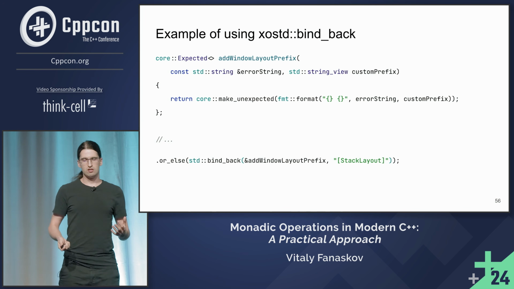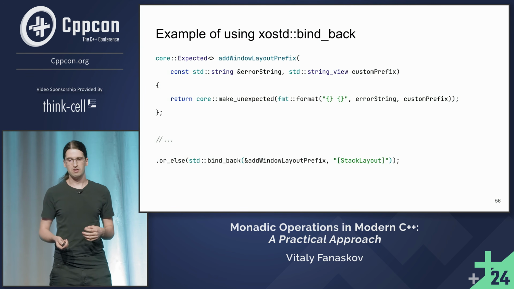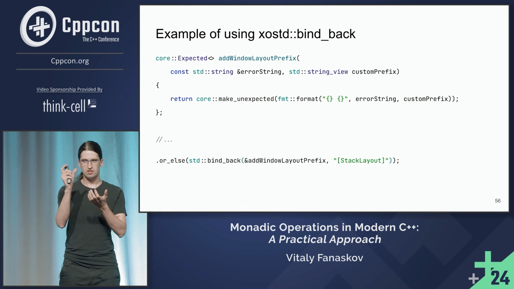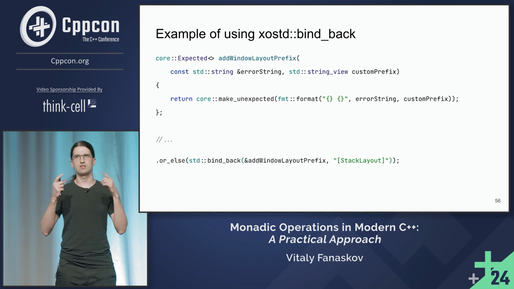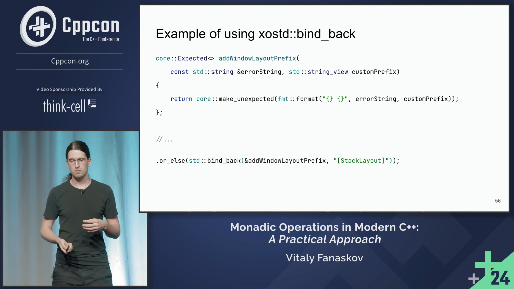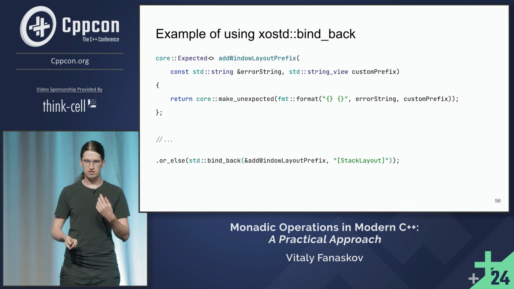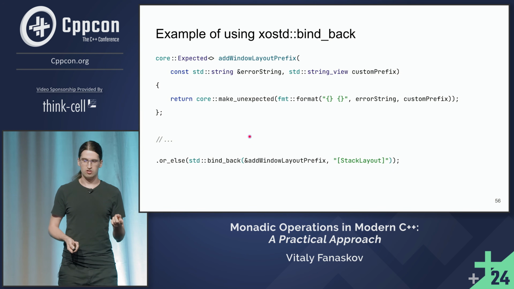And now we go to a more practical example, where all this stuff can be useful for you. Imagine that you have a function, because all monadic operations accept a single argument, which is either the error or the value type. If you have a function used in many places with different signatures that accepts more arguments, that's where you need to bind back or front. In this case, we transform this add layout prefix function, originally invoked with two arguments, into a function that works on a single argument, and we assume that we have just the string error. So that's how it can be used.